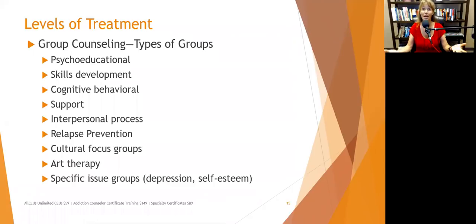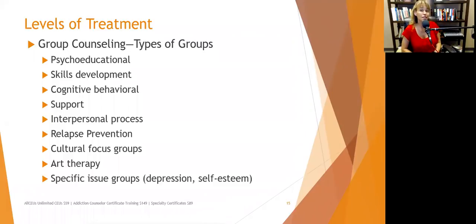Support groups provide support. Interpersonal process groups help people work with each other to enhance their interpersonal skills and to learn more about themselves, because generally we develop a microcosm of our outside life in the group. So in this interpersonal group, people start learning more about themselves and how they treat other people. Relapse prevention groups, self-explanatory. Cultural focus groups involve bringing people that are of a particular culture and are embracing that culture together so we can provide culturally sensitive treatment.